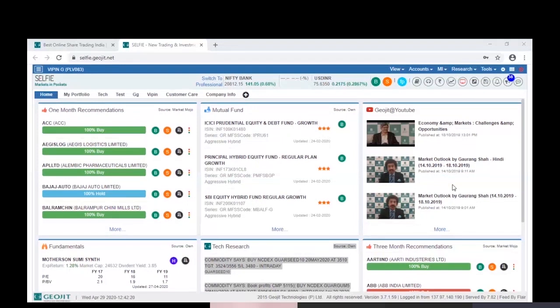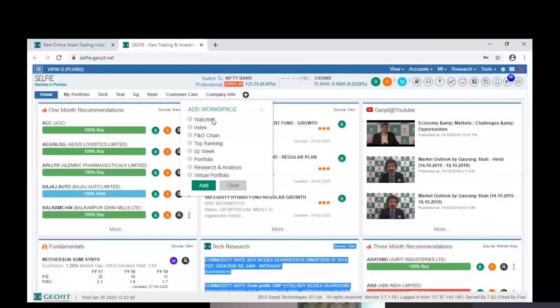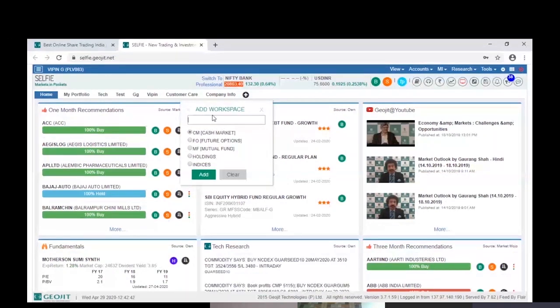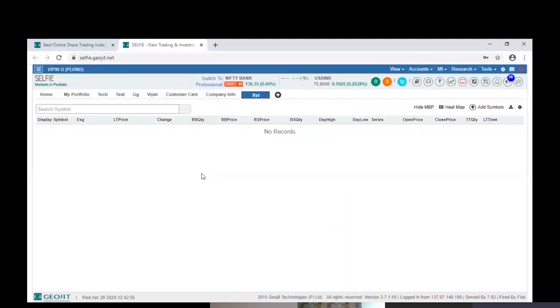So let us see how we can create a market watch. Click on the add workspace button. Click on the watch list. You can give any names. Say for example, we give the name as XYZ. For this market watch, it is a cash market watch where I have given XYZ the name, and now the watch is created.